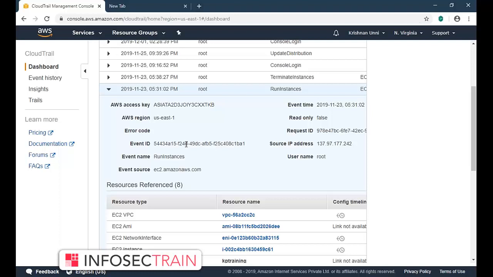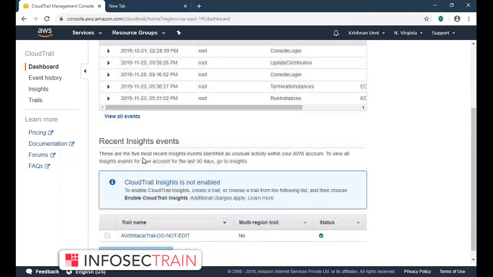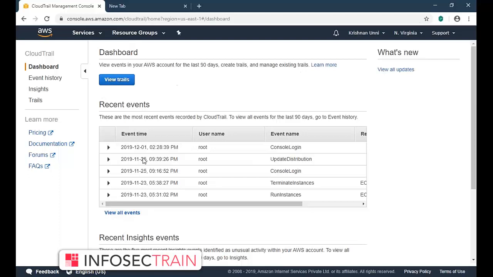Okay. So who did that? What time? From where? From which location? Yeah. But still, it can help you a lot in auditing. These log files are very critical. It will give you each and every piece of information about the activity which is happening in the AWS account.